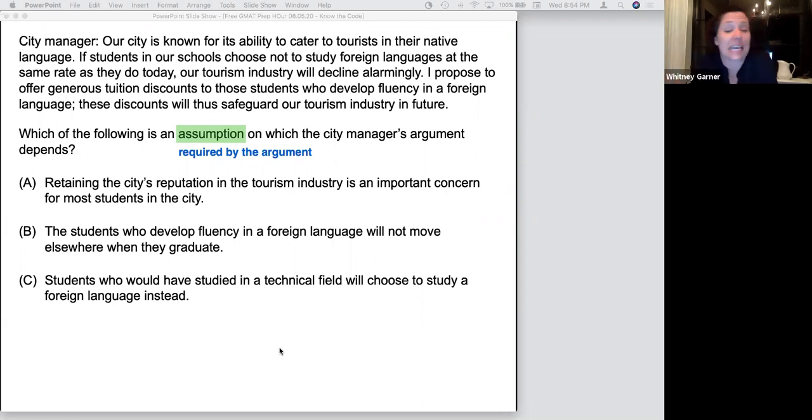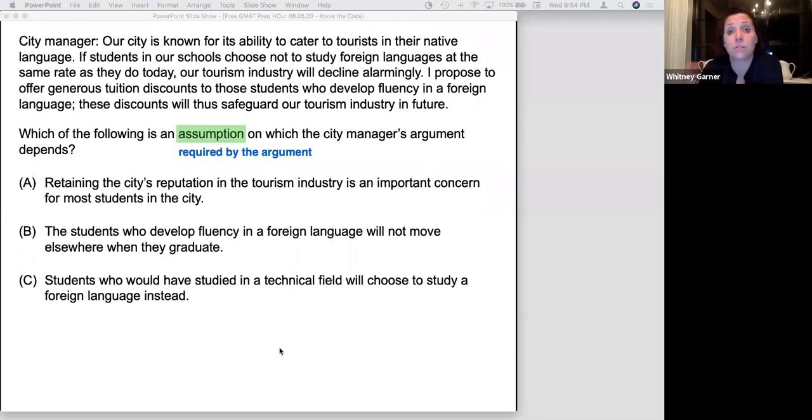If students did care about the reputation as a tourist destination, that would certainly help. And if students who would have studied technical things choose to study a foreign language instead, also would be helpful, but neither of those are required, right? I don't need students to care about the reputation. I need them to care about this discount. And I don't need students from technical fields to switch. It could be students from other fields.